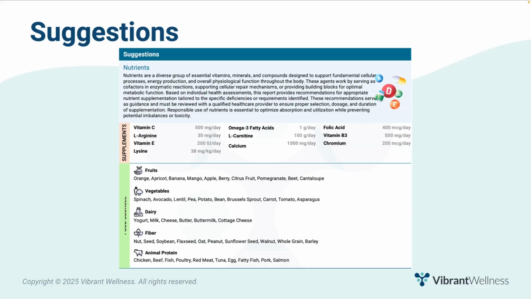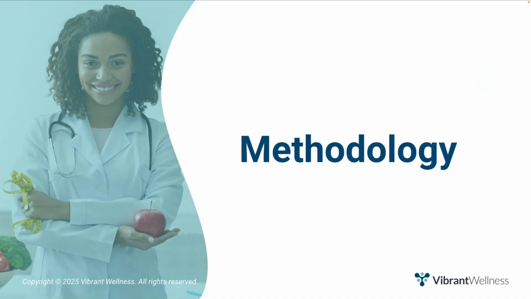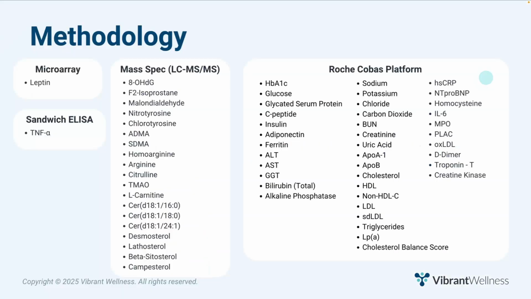Finally, the CardioZoomer summary ends with personalized suggestions based on patient results. Next, let's touch on the methodology. Vibrant Wellness uses microarray for leptin, sandwich ELISA for TNF-alpha, mass spec for the oxidative stress markers, endothelial dysfunction markers, ceramides, and sterols, and the Roche Cobas platform for all the rest of the CardioZoomer markers.